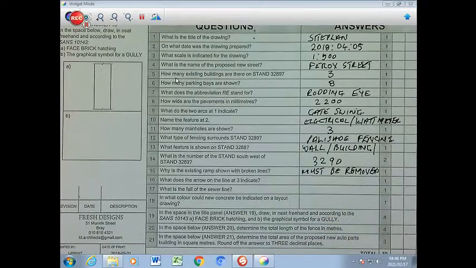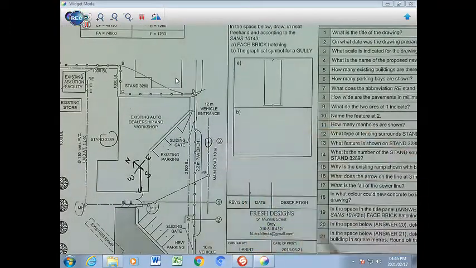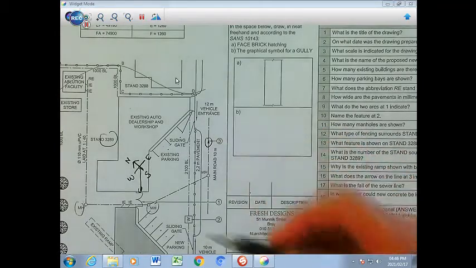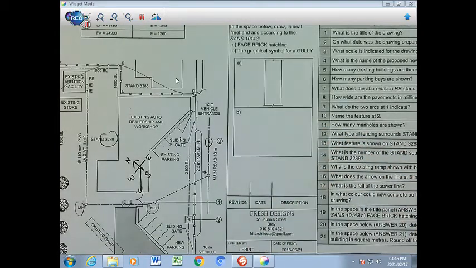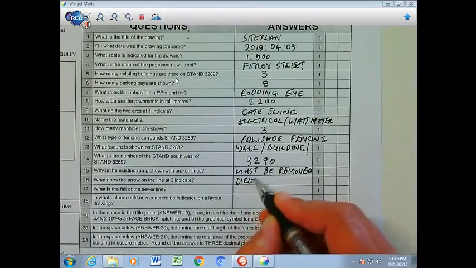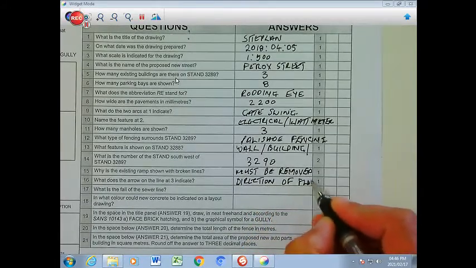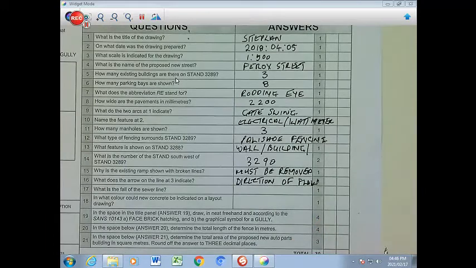Number 16, what does the arrow on the line at 3 indicate? So we're going to look at 3. 3 refers to the sewer line in the road. That is the arrow there. That is the direction of flow of the sewer. Right? The direction of flow. And that answer would suffice. Direction of flow. That flow refers to the sewer that we have there.